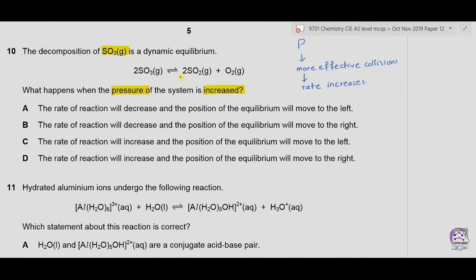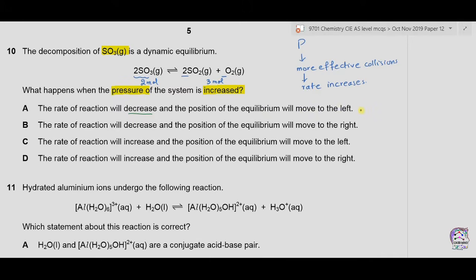Let's talk about the position of equilibrium. We have 2 moles of the reactants and we have 2 + 1 moles of products. So whenever pressure is increased, the gaseous equilibrium reaction moves from more number of moles to less number of moles. So therefore by increase in pressure, the equilibrium will move towards the left side. Let's move towards option A. The rate of reaction will decrease and the position of equilibrium will move to the left.